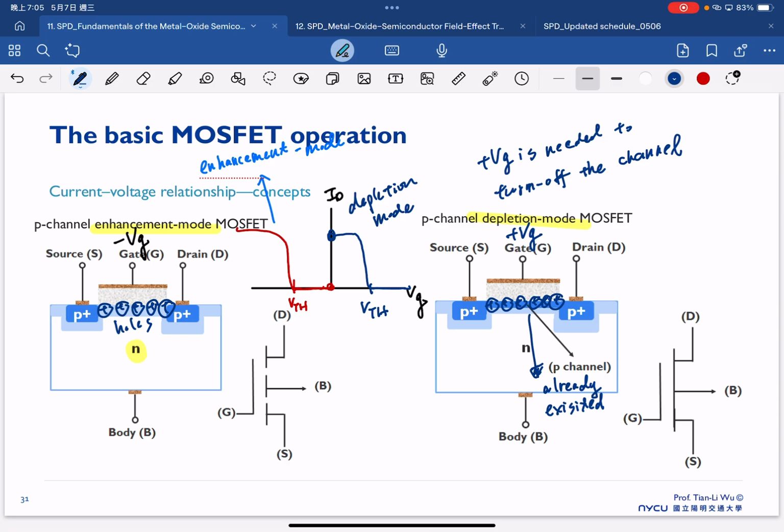And then if you compare these two, for sure, the P-channel enhancement mode MOSFET is still the main one we use in most of the applications now. But still, you need to understand there's a difference between the enhancement mode and the depletion mode.